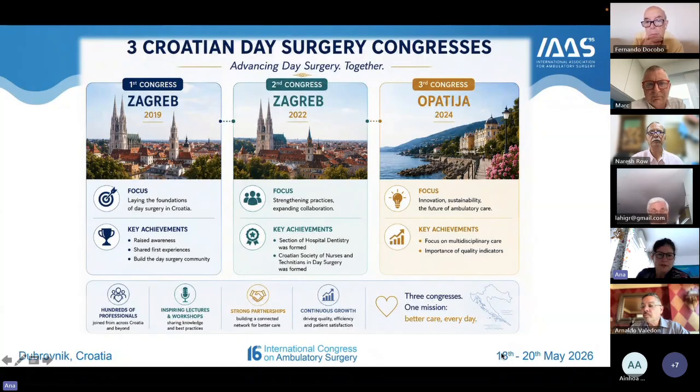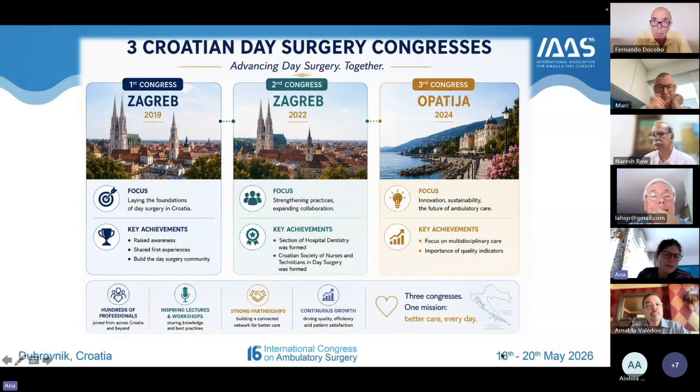The first 2 were held as one-day congresses. It was symbolic, an event that was held on only one day, but it was not until the last one that we thought we needed a congress of more than one day, because the interest in ambulatory surgery grew. Each of the congresses had a focus, and in the end, we are happy that we can say that we achieved some things.